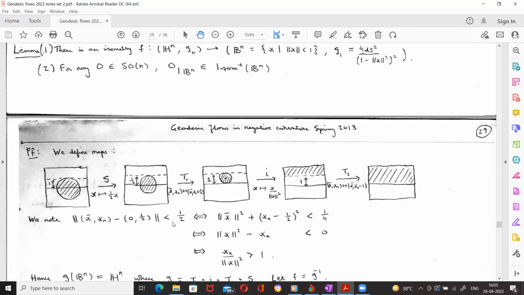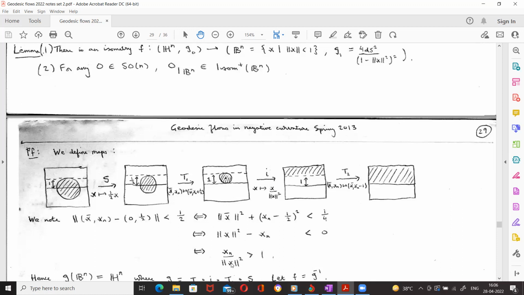So if I take norm squared, then this becomes norm x bar squared plus (xn minus half) whole squared less than 1/4. So when I expand this out, I'll get norm x bar squared plus xn squared, that is norm x squared, minus xn plus 1/4, and that 1/4 will cancel with the 1/4 here. So this becomes norm x squared minus xn less than 0, right? And so this is equivalent to, I take this to the other side, xn over norm x squared bigger than 1.